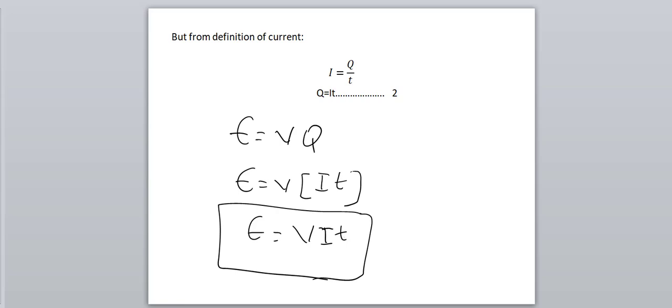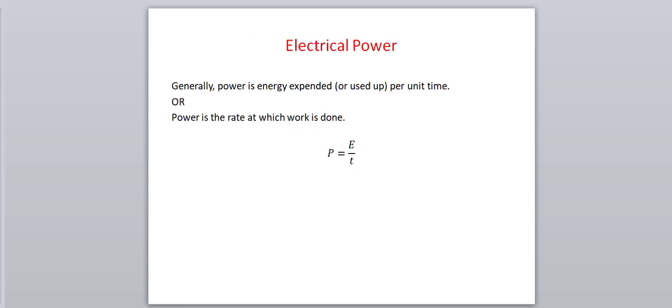The next thing we are going to look at now is electric power. Generally, from our definition of power, power is energy expended or used up per unit time. We can also say power is the rate at which work is done. So power is also energy, but it is energy measured per time. So the unit for power can be joules per second. That is the rate at which energy is used up.